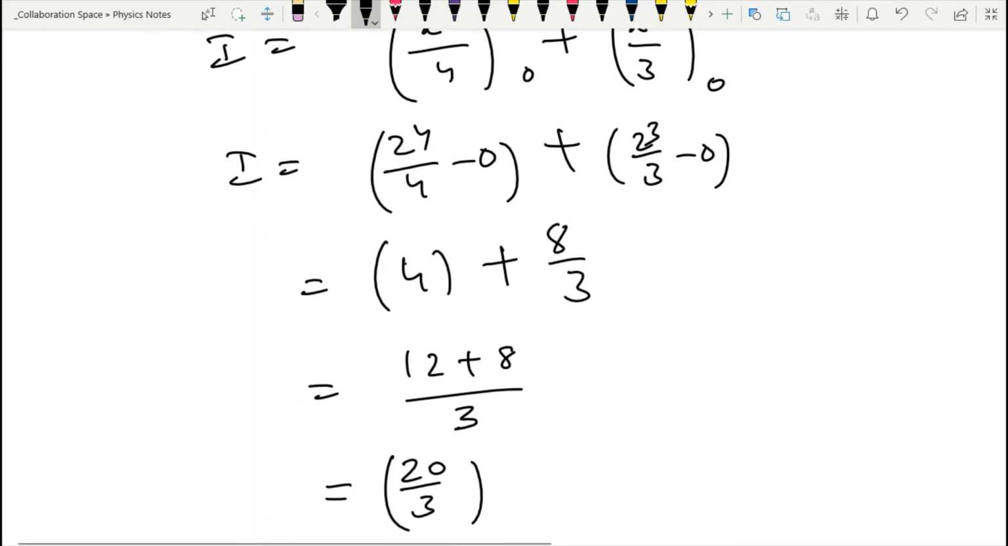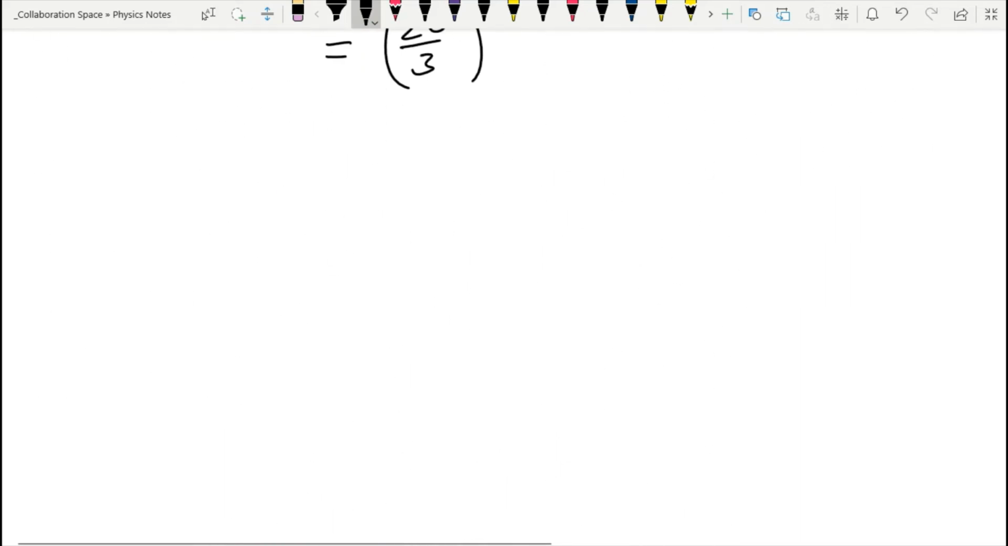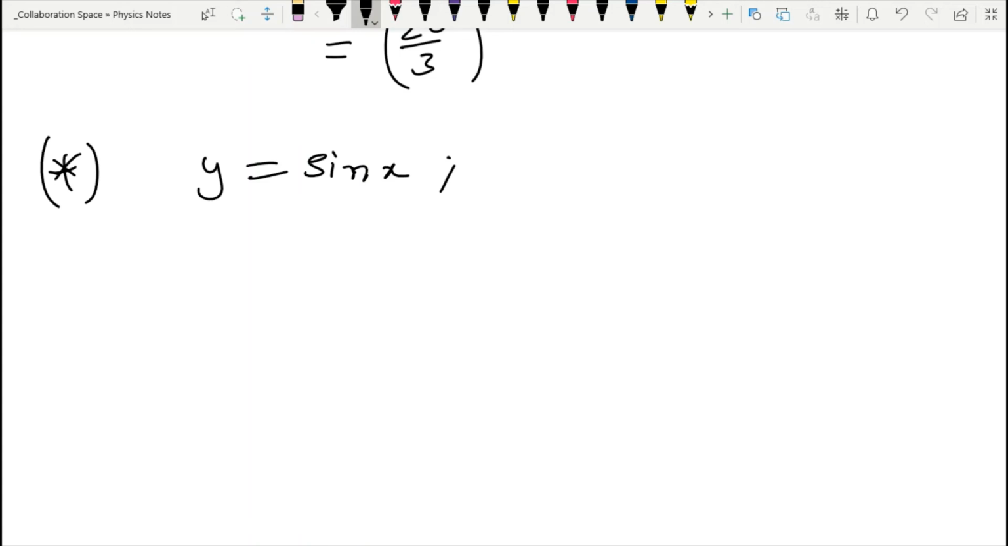No, sir. Can you give another problem, sir? I am giving a number of problems. Now I will give another one. So y is equal to sin x. Calculate the value of integration from 0 to 2 pi of y dx. What is the value of this integration?